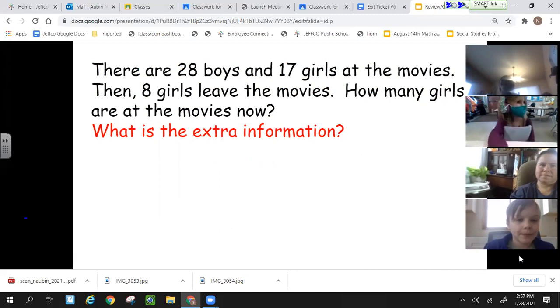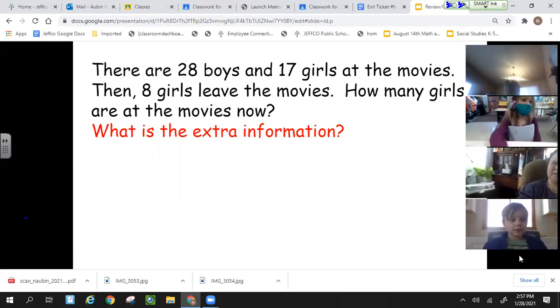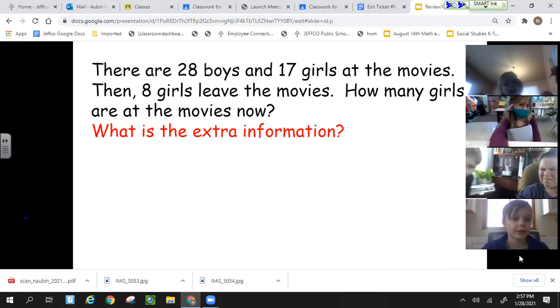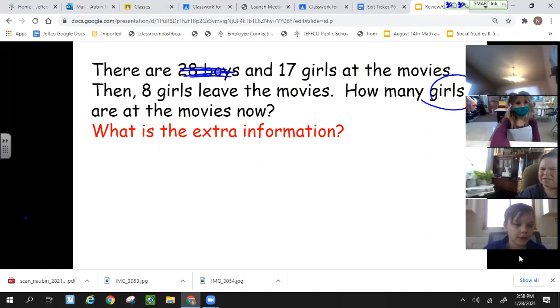Yeah, totally. Thank you. What's the extra information first? There are 28 boys. We don't need that, because it's how many girls are at the movies. Yeah, because it's asking about girls. We don't need to know about the boys. So then how did you find out how many girls are at the movies?